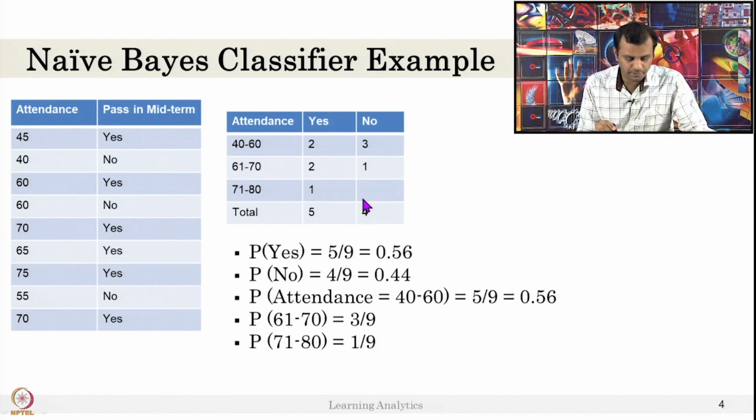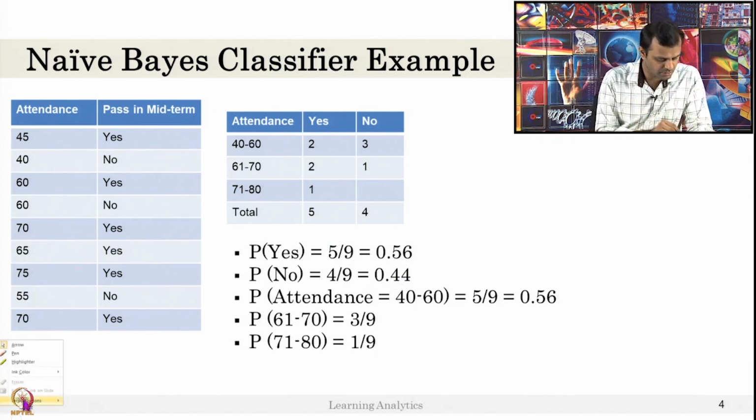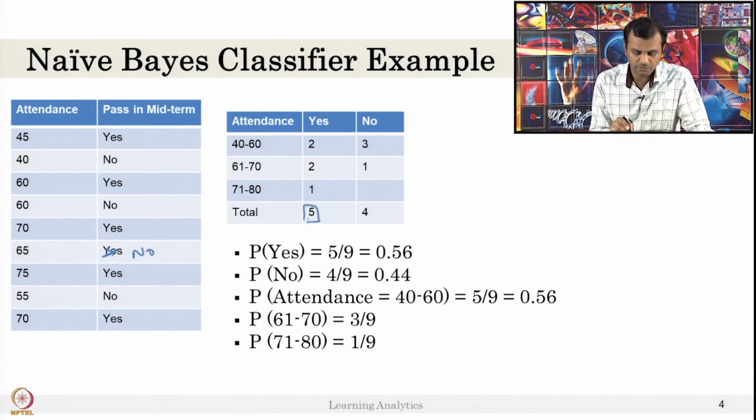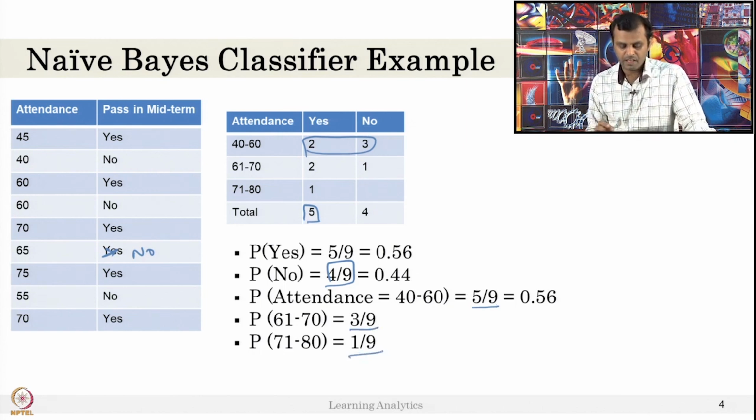So, probability of yes is 5 by 9, and let us change this also just to be clear, this will be no. Probability of no is 4 by 9 exactly, and probability of attendance 40 to 60 is 5 by 9, probability of 61 to 70 is 3 by 9, and 71 to 80 is 1 by 9. Those are the probabilities you can compute from this table, column wise and also row wise. That is the value you can get for the naive Bayes classifier.